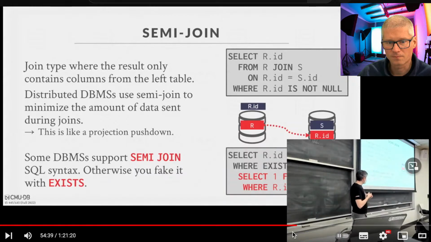All right, so this is a very common optimization that you would have in an OLAP system, because again, the network transfer is usually the most expensive thing.